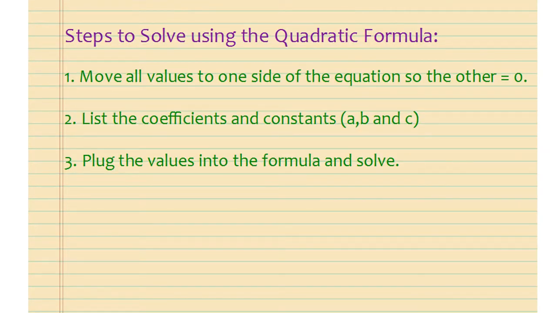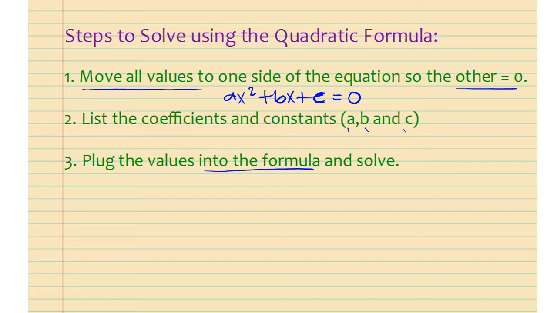Here are our steps to solve by using the quadratic formula. We will first move all the values to one side, so our equation looks like ax squared plus bx plus c equals 0. Then we will identify our coefficients a, b, and c and substitute them into the quadratic formula. And then we will solve the quadratic formula. It will give us either two solutions, one solution, or no solutions, depending on the value that's inside of the square root, which we call the discriminant.